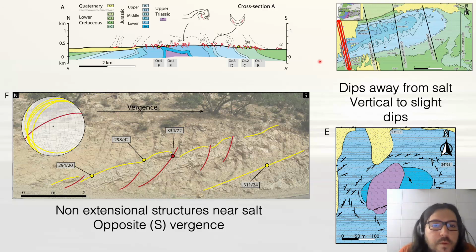So if we continue moving along our cross section for about 500 meters, the overturned strata become more vertical, and finally dip towards the north. Now, the sequence of south-southeast verging fault propagation folds that we see in the outcrop in the lower Jurassic unit have axial planes that indicate south-southeast, north-northwest shortening. So these are clearly non-extensional structures that are near the salt and that show the opposite vergence.